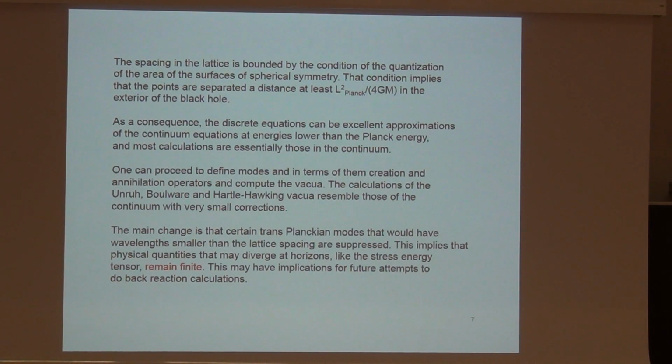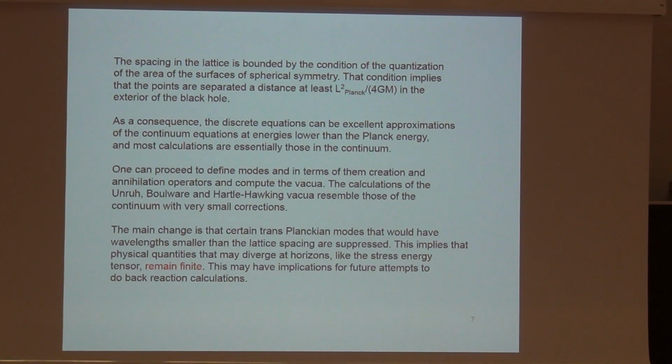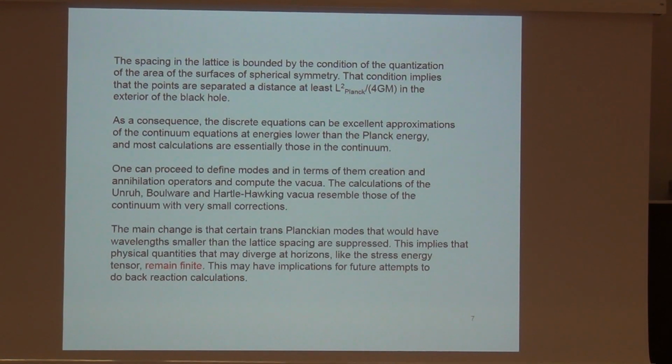There you can just proceed as normal in quantum field theory in curved spacetime to define the modes for scalar fields living on this quantum geometry. And you can define the Unruh, Boulware, and Hartle-Hawking vacua. The main thing that changes is that the dispersion relation that you have, no matter how well you approximate your continuum equations with your discrete treatment, is not that of the continuum anymore, but a dispersion relation of the lattice. As a consequence of that, trans-Planckian modes are suppressed. And this leads to many calculations of quantum field theory in curved spacetime, like for instance the expectation value of the stress energy tensor, to be finite. And this might have implications in the future for back reaction calculations, but as I mentioned, we're not looking into that right now.